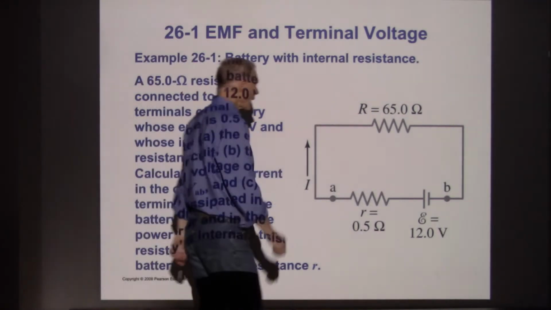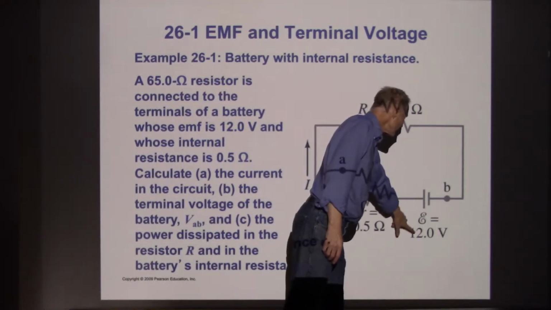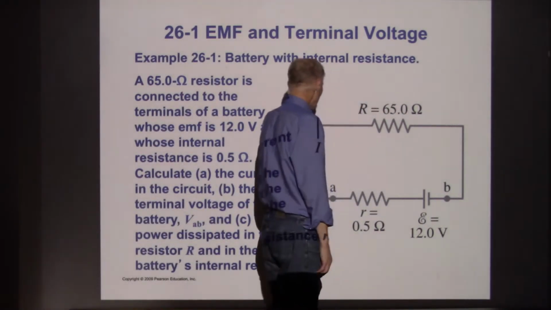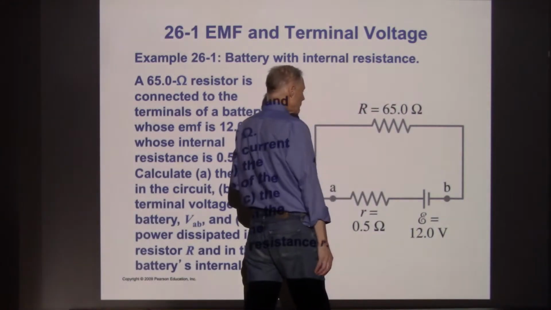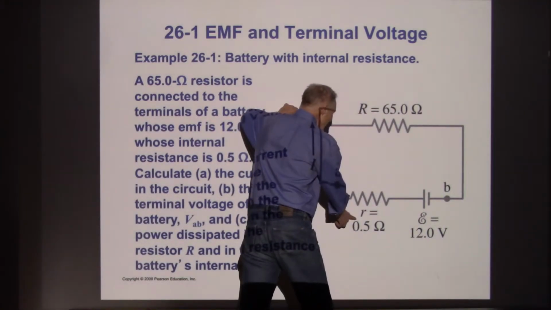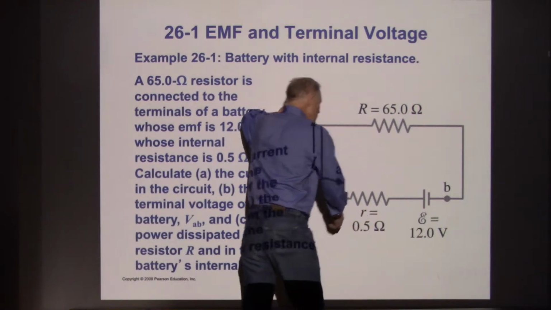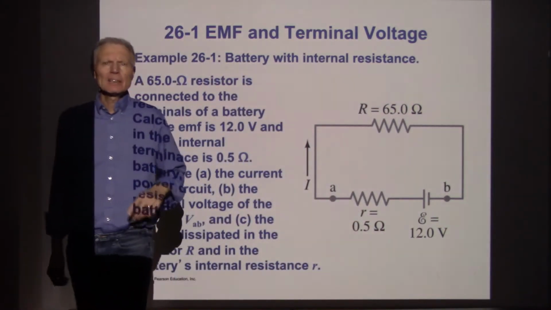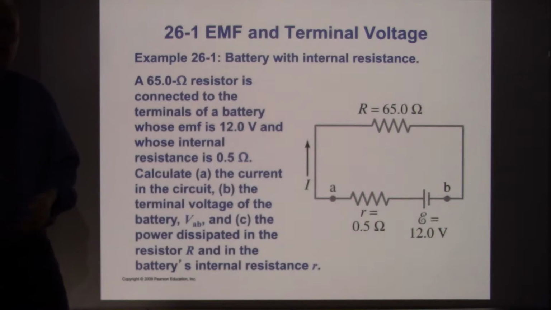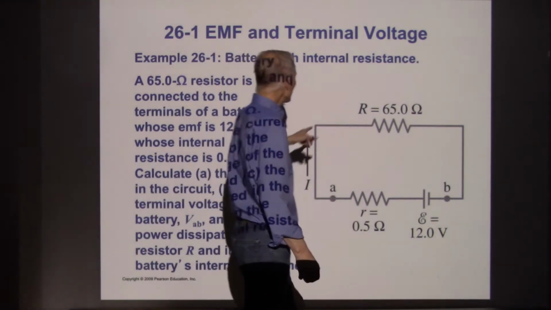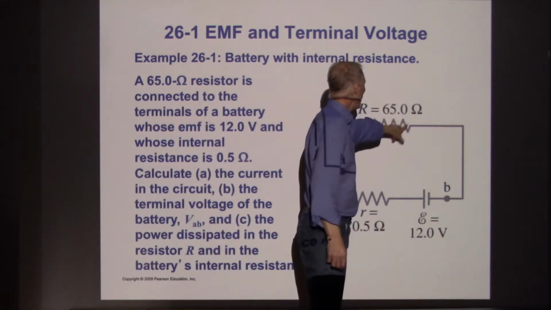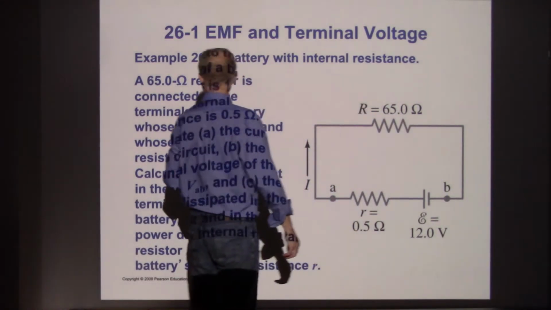We've got a battery right here. Oh look, it's kind of like a car battery. It's 12 volts. And built into that battery is a half ohm of internal resistance. So that's not bad. It's only a half ohm of internal resistance. How much of an effect could that have? And then over here is 65 ohms of something in the car that I want to start.